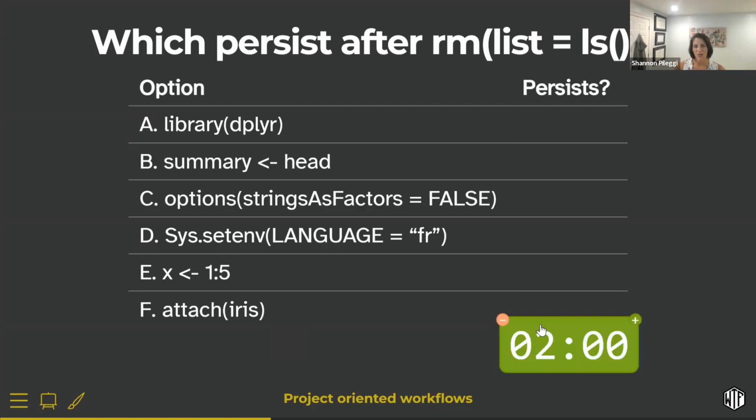For each item, I want you to think, will the effects of library dplyr persist? Will creating an object called summary and assigning a value of head persist? So which of these items are going to persist? Yes or no? If you want to be brave, you can write the letters of the ones that you think persist in the chat. Otherwise, I'll give you a couple of minutes to think about it to yourself.